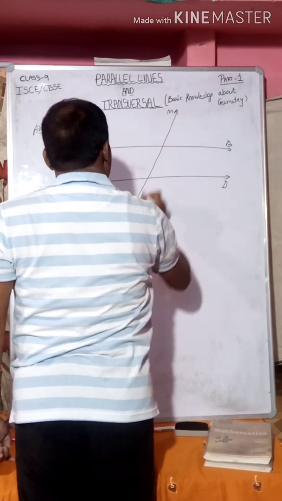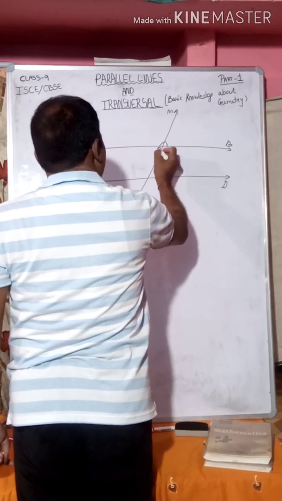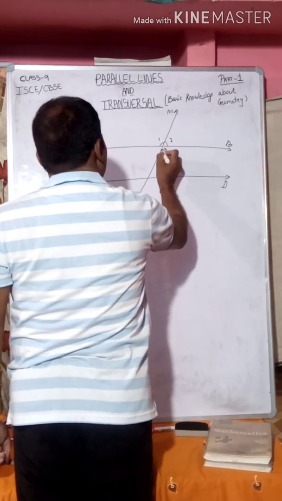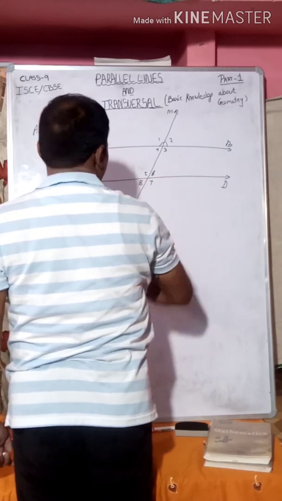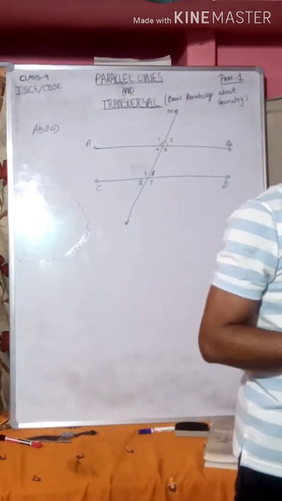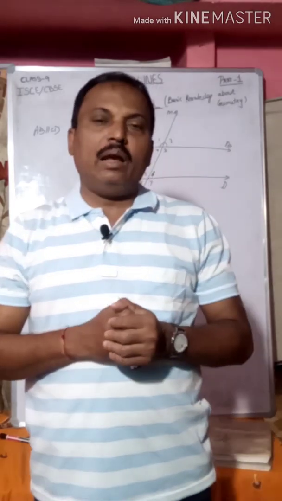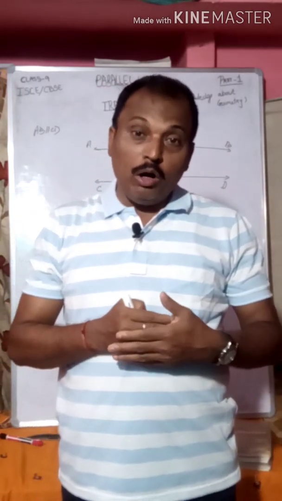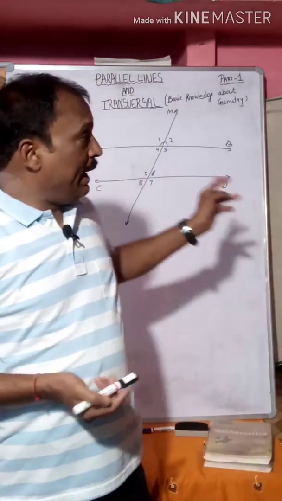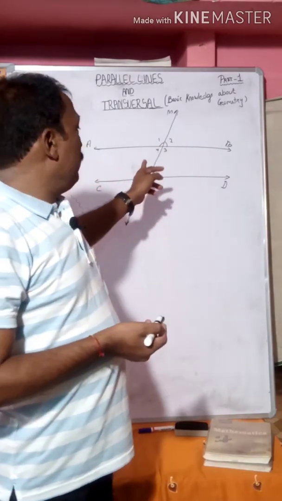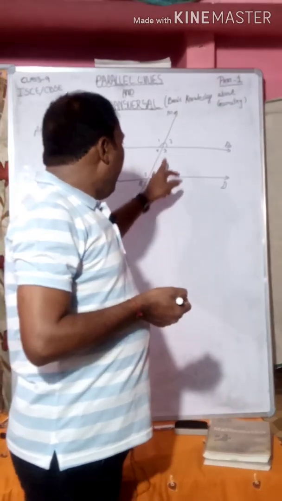M and N, and the angles are formed here. I name these angles 1, 2, 3, 4, 5, 6, 7, 8. There are 4 angles formed at each intersection when 2 parallel lines and a transversal are drawn, so 8 angles are formed. Now try to understand and take note down in your copy.